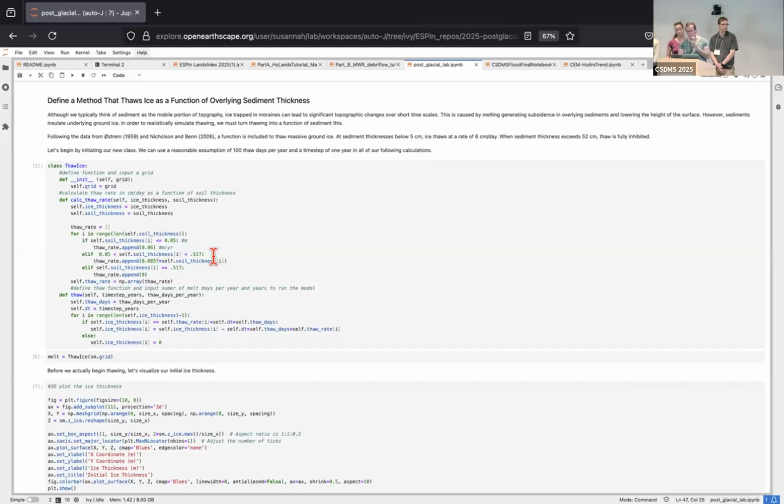We created a function to define the thaw and ablation rate of that ice as a function of overlying soil, where at low soil thicknesses, it's a constant high value. At intermediate soil thicknesses, it's a linear function, and then above a certain soil thickness, it doesn't actually thaw at all.